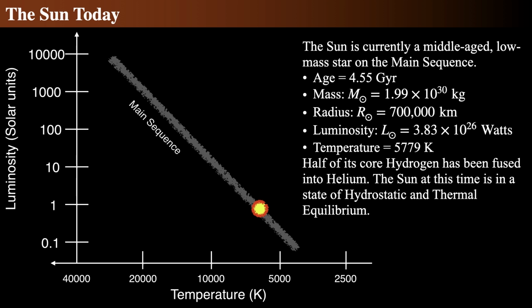The temperature is almost 5,800 Kelvin, and half of the hydrogen in the core has been fused to helium at this point. So there's an enormously large inert helium core in the center of the sun today. And the sun right now is in a state of hydrostatic and thermal equilibrium, meaning that energy coming out of the surface is being balanced by energy being produced in the core, and the sun's not getting radically larger or smaller. It's not pulsing in any way, literally radially pulsing in and out. So it's in both hydrostatic and thermal equilibrium.